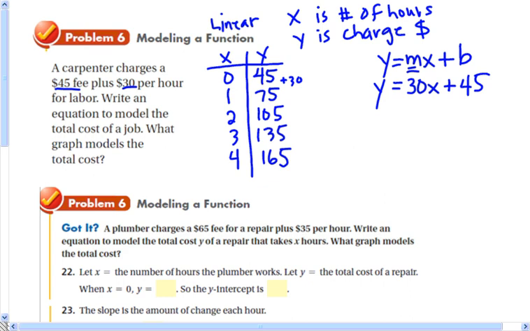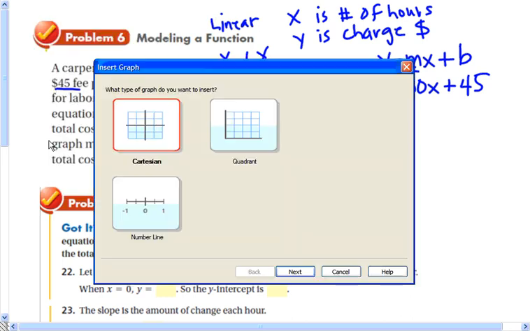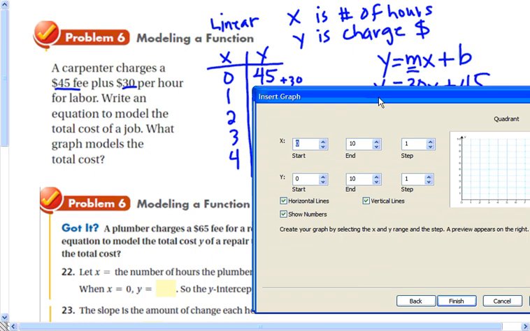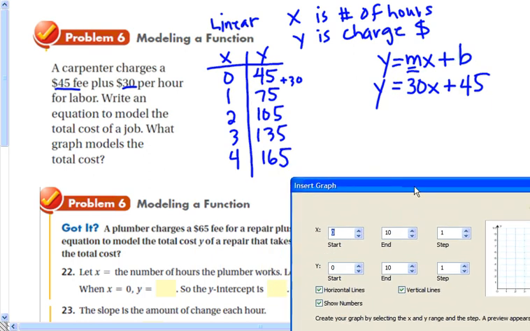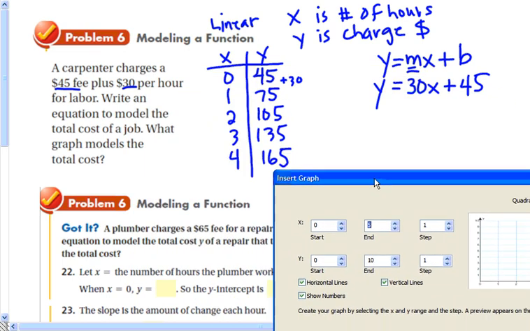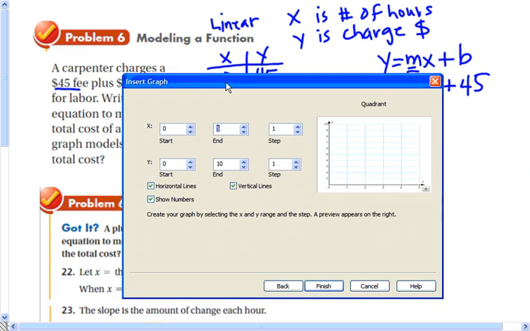Okay? And then if we're going to make a graph of that, we don't need any negative values, so we can just do a first quadrant graph. I'm going to choose values that I want here. From our table, we saw that after 4 hours, we got up to $165. So let's just go up to about 5 hours. So we'll go from 0 to 5 hours. And at 5 hours, we're going to be a little over 200.